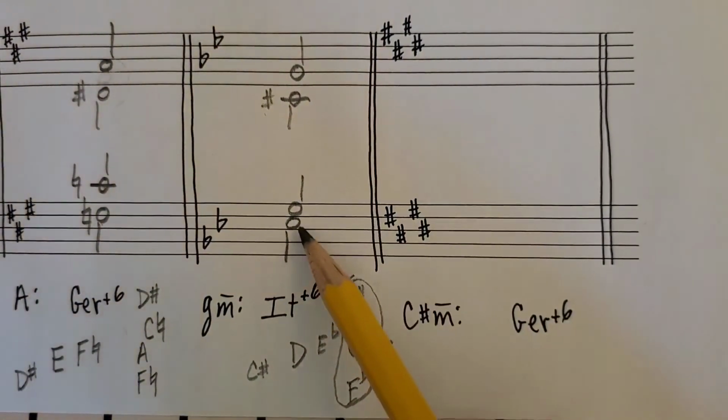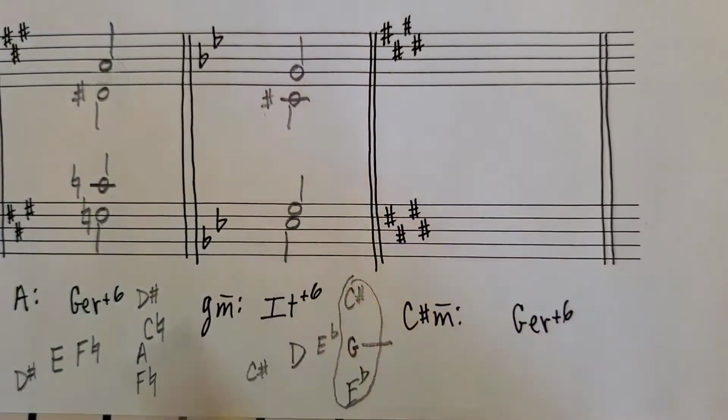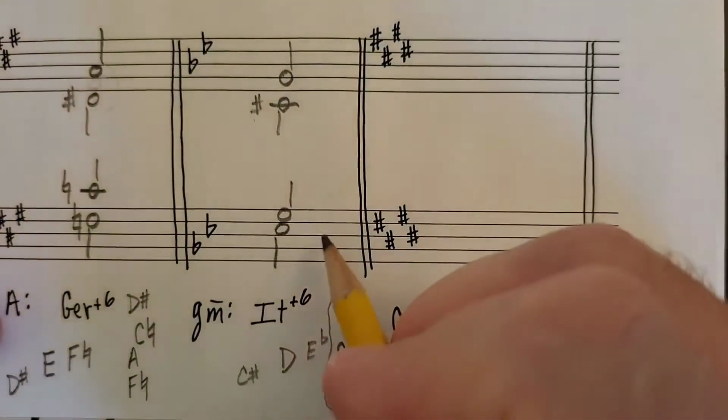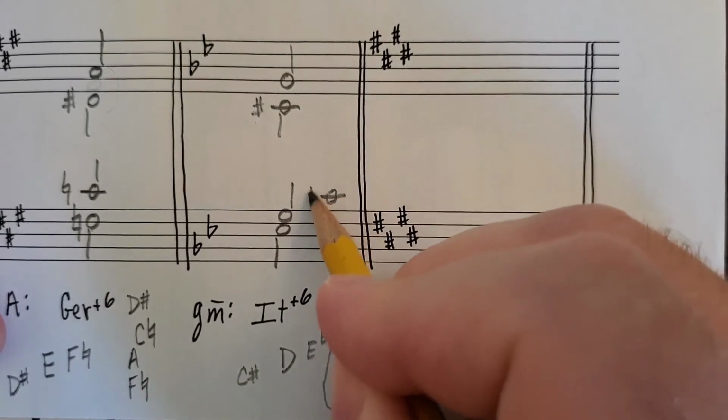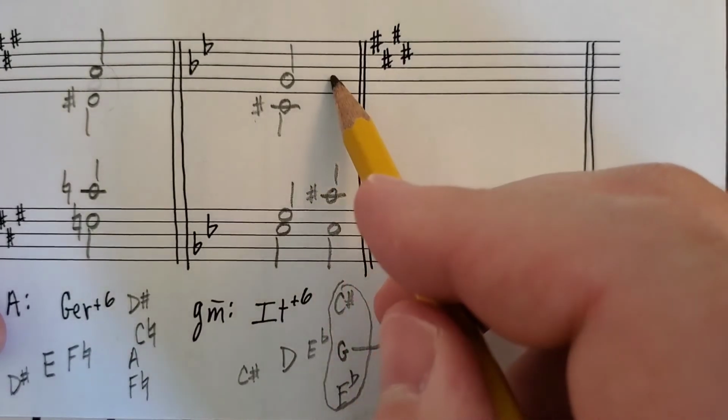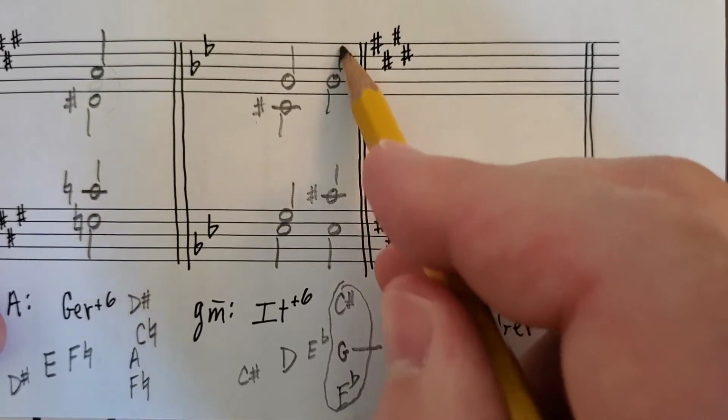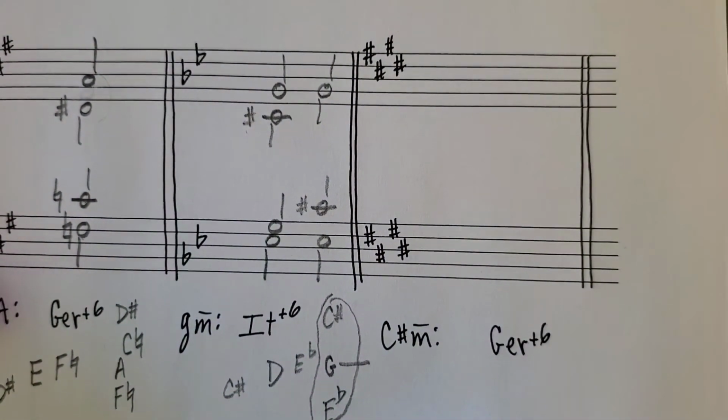So here's the E flat and the C sharp, and there's the G doubled. Of course, there's lots of ways you could do the doubling. You could also have something like this. This works fine as well. Okay. Just as long as you have the G doubled.